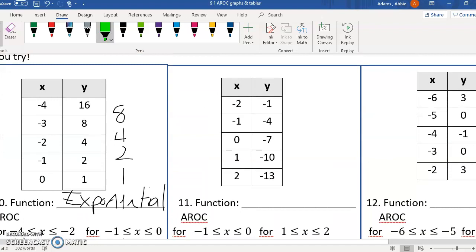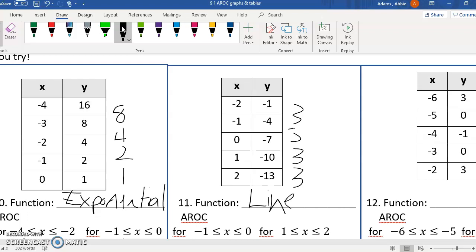Let's look at function 11. Notice that our x values are increasing by 1, but let's see the differences in our y values. It looks like -1 to 4, that's a decrease by 3. -4 to 7 is a decrease by 3. -7 to 10 is a decrease by 3. And -10 to 13 is a decrease by 3. So every time that we increase our x values by 1, we decrease our y values by 3. So it's a negative slope, but it's a linear function because it doesn't change.